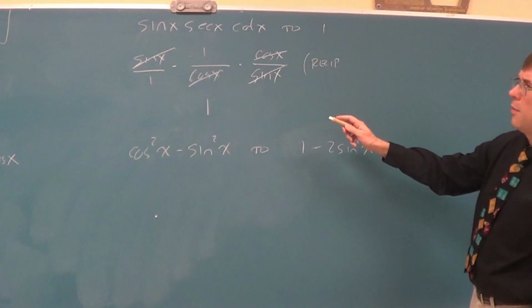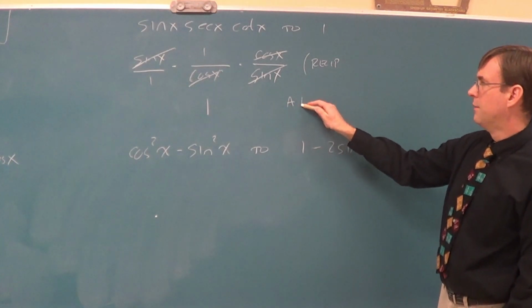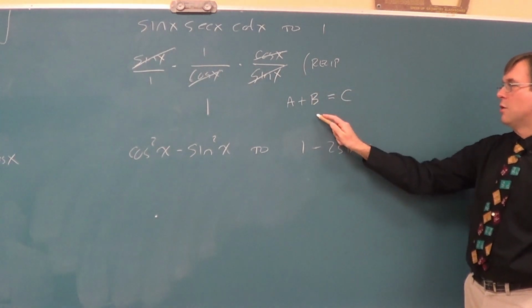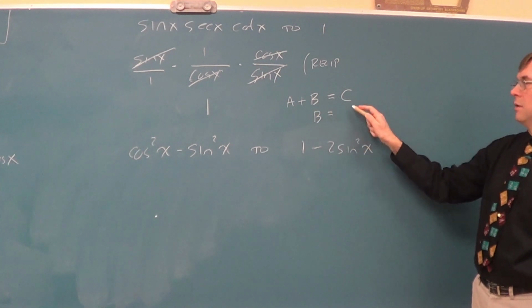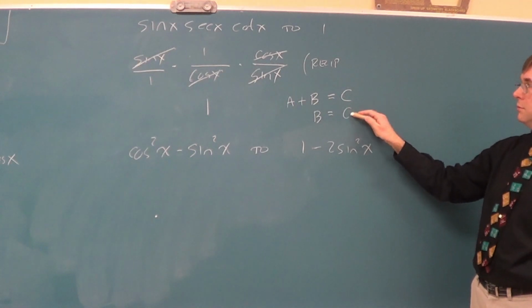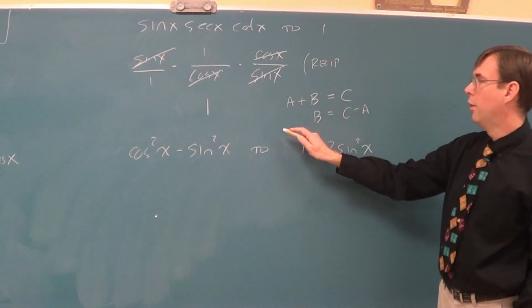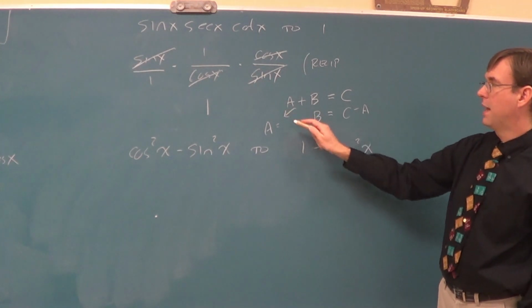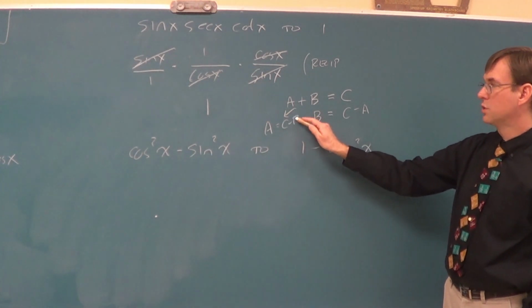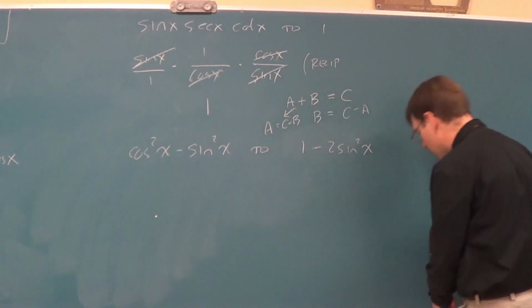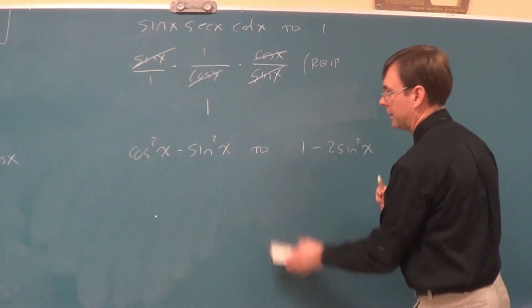So here's the thing you're going to commonly have to do with the Pythagorean things, is deal with equations like this. If A plus B equals C, what is it that B would equal? C minus A. Or what would A equal? C minus B. We can manipulate those. You good with that idea? The Pythagorean ones sometimes need to be manipulated.